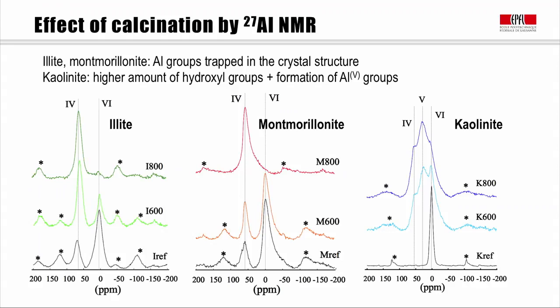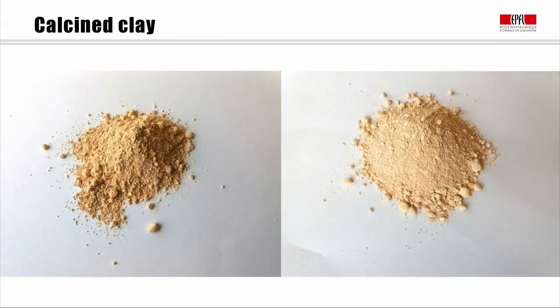So this is the very important difference that happens in thermal decomposition between the 2:1 clays and the 1:1 kaolinitic clays. The 1:1 kaolinitic clays have this disordered aluminium, which is then the atoms that can go on and react with our cementitious materials. Here we see the appearance of these calcined clays.